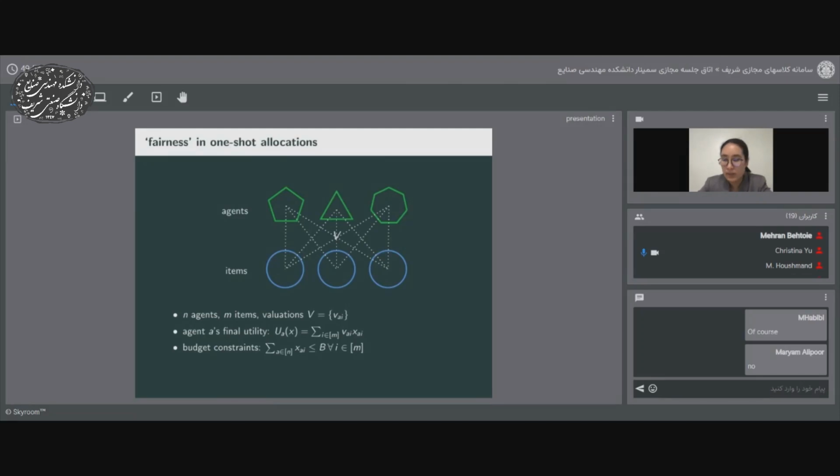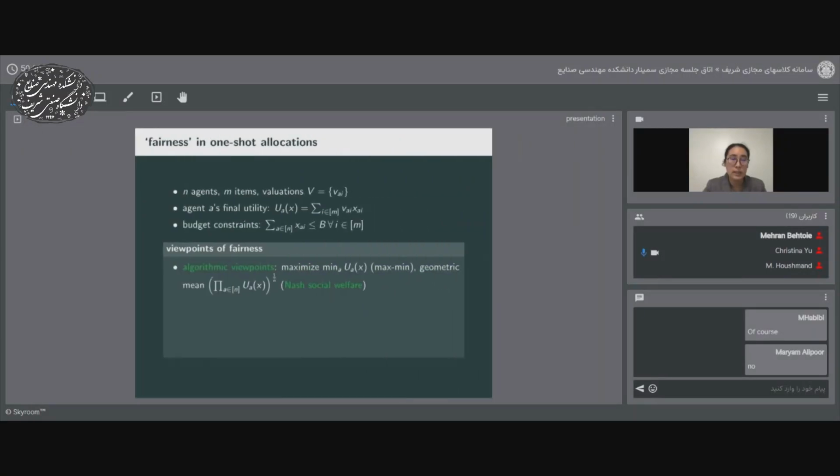Fairness has been studied in offline settings quite a bit. Here, think of a one-shot allocation setting where you have, let's say, n agents and m items, and the agents have certain values or utilities for these items. The agent's final utility, again, is linear in the amount of allocation he gets assigned for each of these items. And we have some budget constraints about how many of each of these items we have.